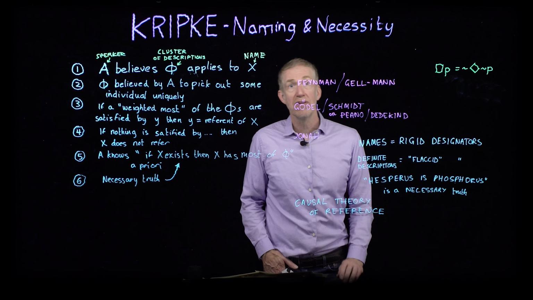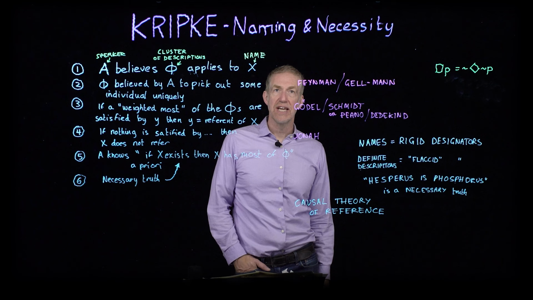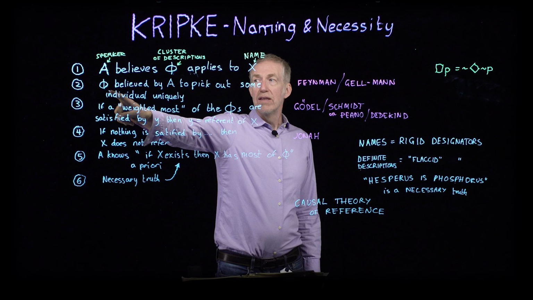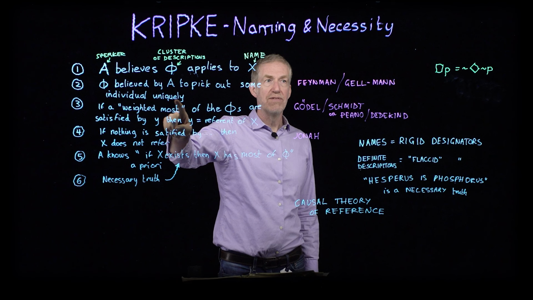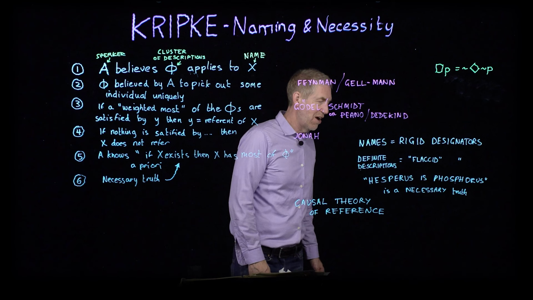So this idea of possible worlds has really taken off. But in this lecture at least, he's attacking Searle's theory directly with some rather fun examples. So, for example, thesis two: this set of descriptions is believed by a speaker to pick out some individual uniquely. Now, Kripke makes some comment that it is only because of the education of philosophers that we could believe this.